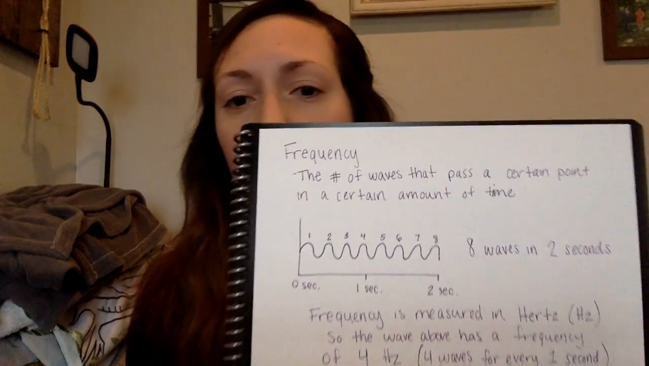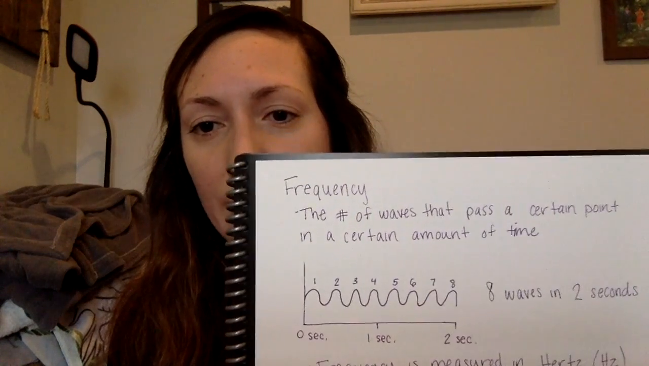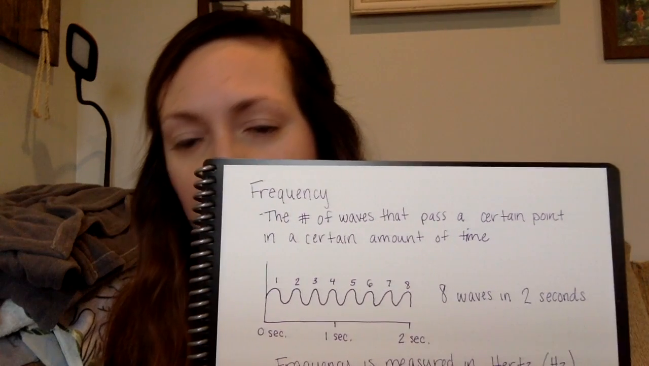Okay? The next thing that we have is frequency. That's the number of waves that pass through a given point in a certain amount of time. So if I want to know how many waves are going through an area, you have to time it and see what's going on. So I have my definition here. Frequency: the number of waves that pass a certain point in a certain amount of time.